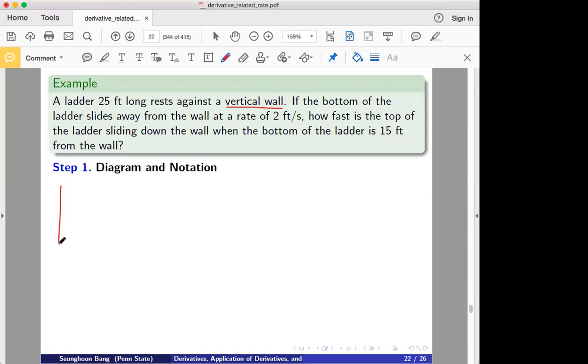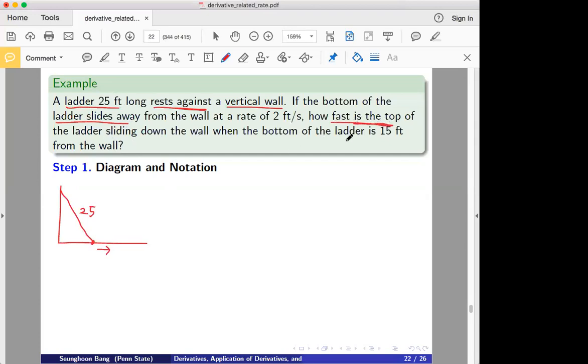We have the ground. So what's that? A 25-foot ladder rests against the wall. This is the ladder against the wall, like this. This is 25. So what happens? The ladder slides away from the wall. This bottom one is going forward.